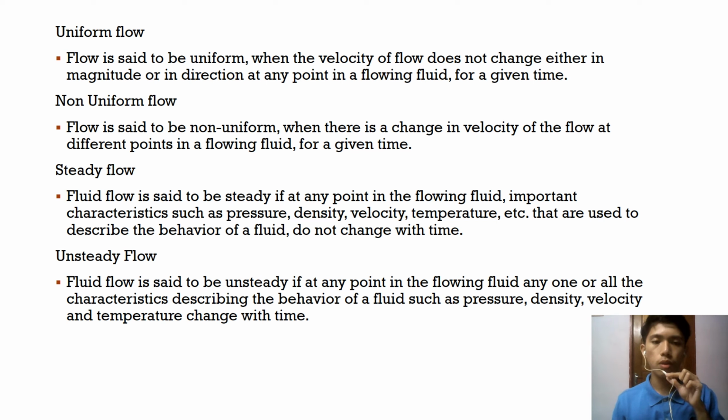Unsteady flow. Fluid flow is said to be unsteady if at any point in the flowing fluid any one or all of the characteristics describing the behavior of a fluid, such as pressure, density, velocity, and temperature, change with time. The rate of flow through any cross-section of a pipe is not constant.